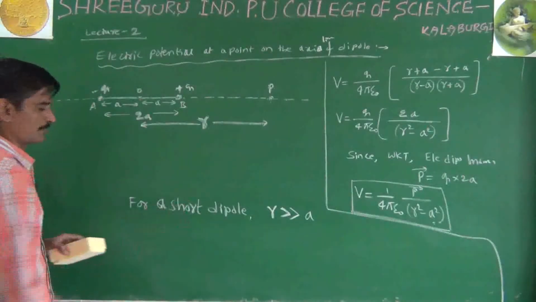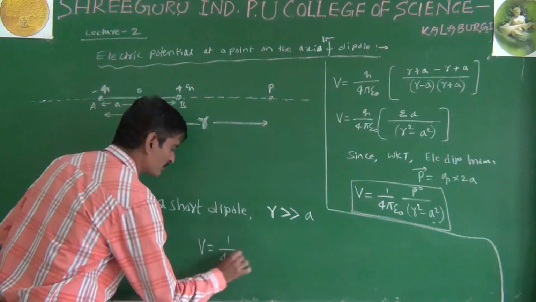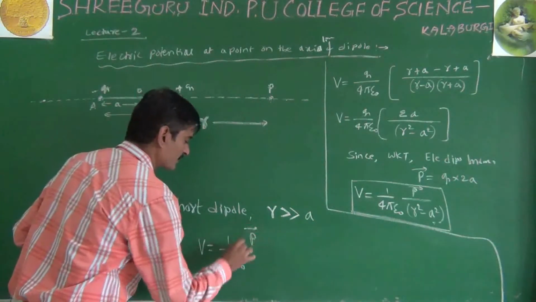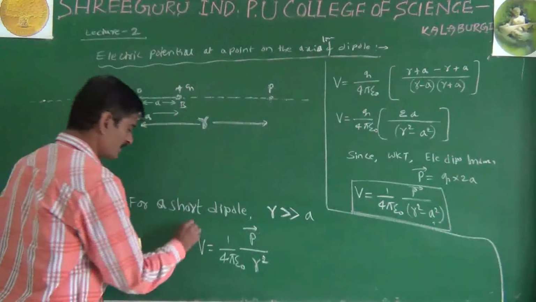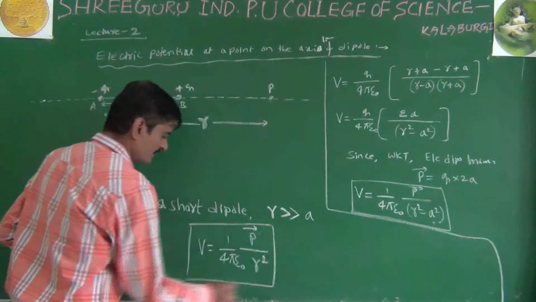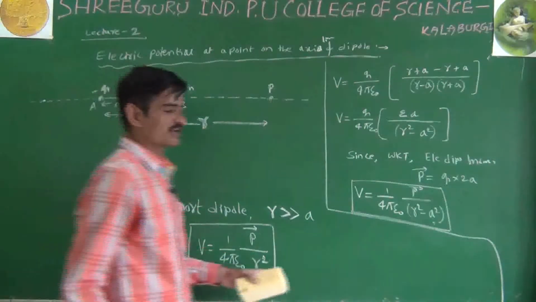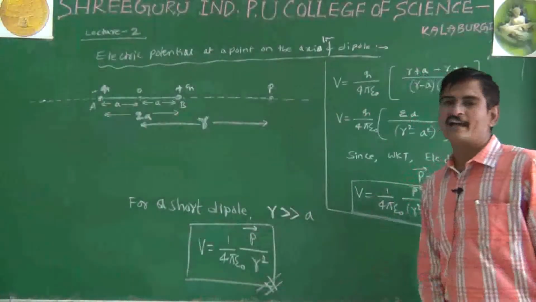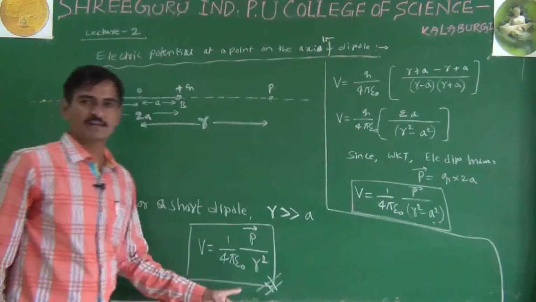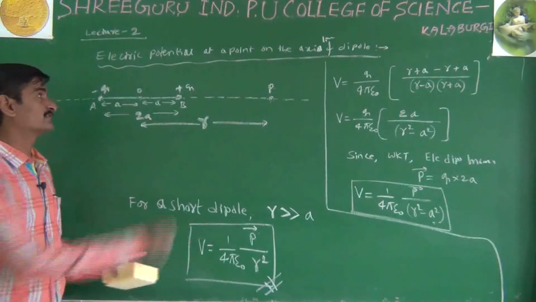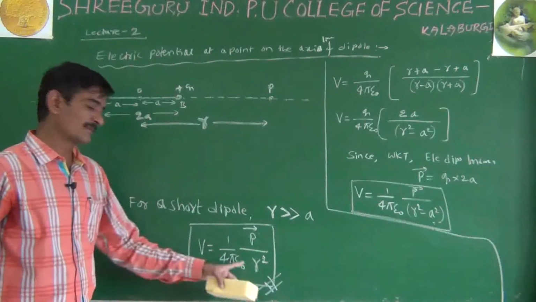That is called short dipole. That is for a short dipole. So V is equal to 1 by 4 pi epsilon naught P, vector P divided by R square. So this is the electric potential on the axial line of a short dipole. Remember that this is due to both the charges forming the electric dipole.